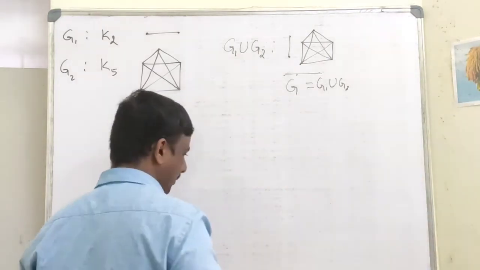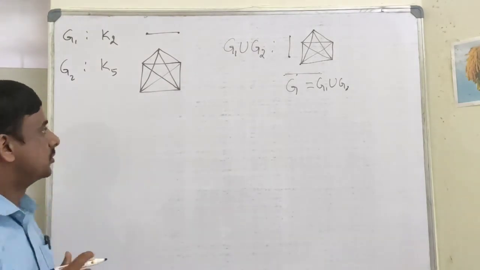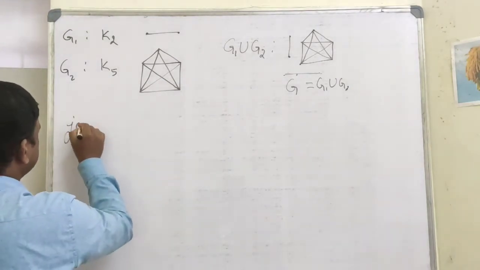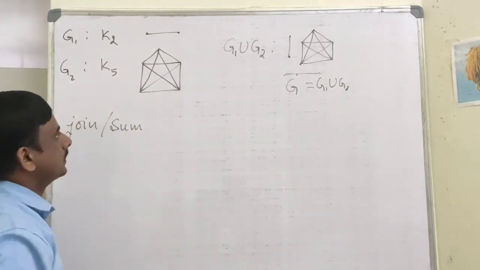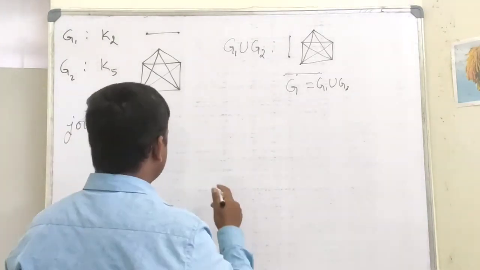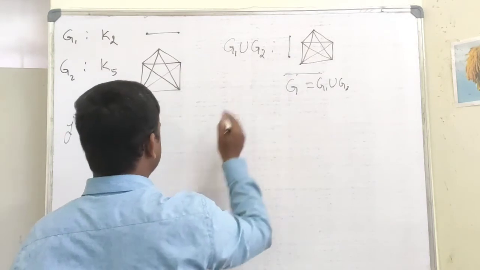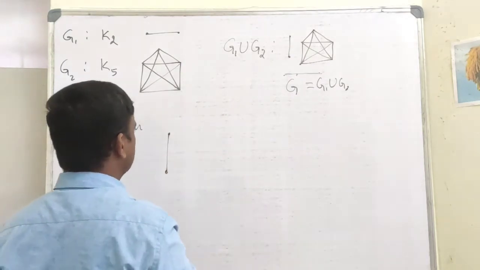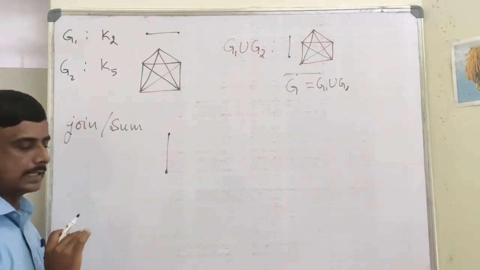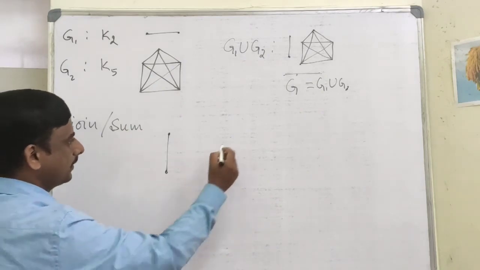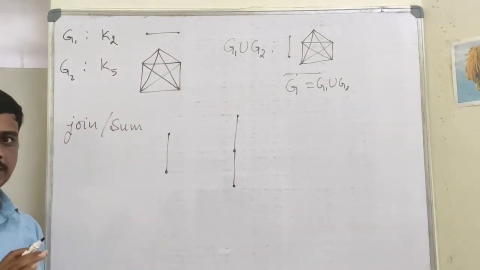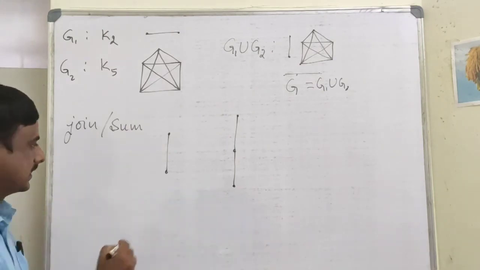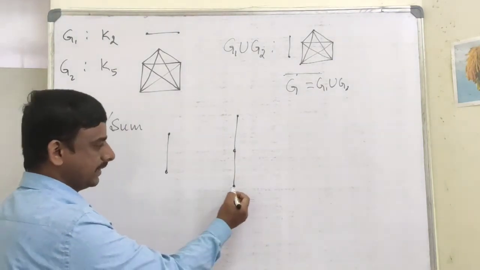And there is one more operation, sum of two graphs, also called join or sum. Sum of two graphs means again you have to write two graphs together. To explain the sum, I'll take another two graphs, P2 and P3. This is P2 and this one is P3.